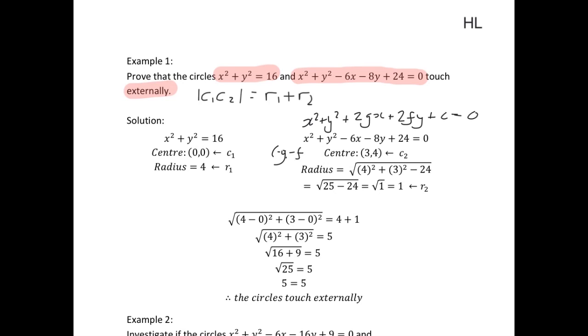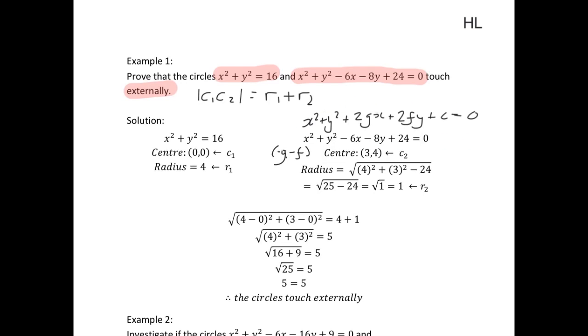And the center for an equation of that type was minus g comma minus f. So in our case we have 2g being minus 6, so divide that by 2 gives you minus 3, but it's minus g we're after, so we'll change the sign, so it's plus 3. Similarly, 2f is equal to minus 8. We want minus f, so divide by 2 and change the sign, gives you your y here for the center being 4.